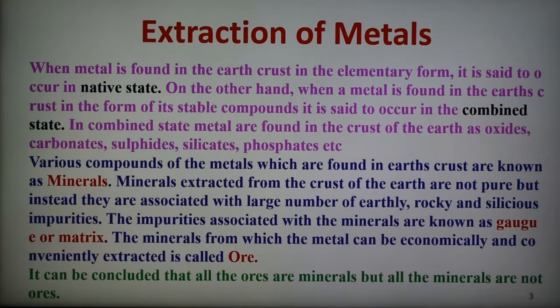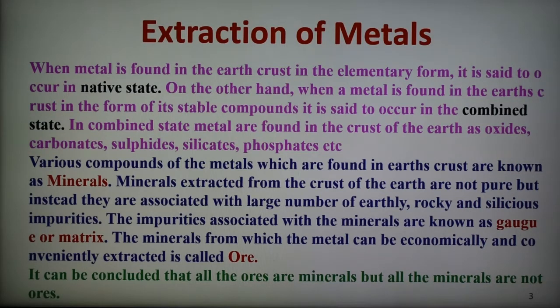Now the first step is the extraction of metals. What do we mean by the extraction of metal? When a metal is found in the earth crust in elementary form, it is said to occur in a native state. On the other hand, when a metal is found in the earth crust in the form of its stable compound, it is known to occur in a combined state. So an element occurs in the free or native state, or in the combined state.